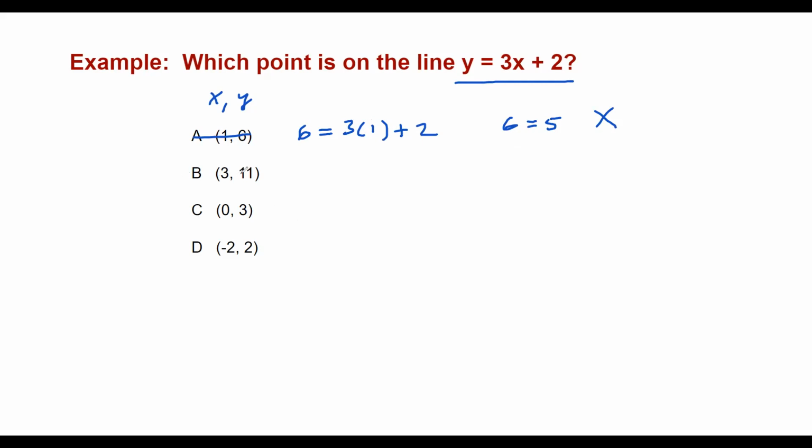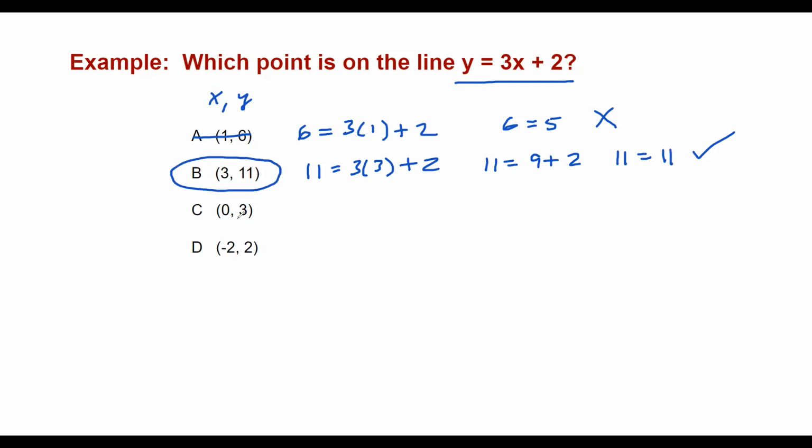Let's move on to B. y is 11, equal to 3 times 3 plus 2. This would simplify to 11 = 9 + 2, which is 11 = 11. That's what we were looking for. There's our answer. We don't have to worry about C and D once we find the correct answer. So that's one form of a question.